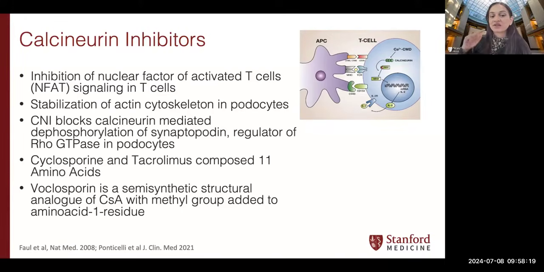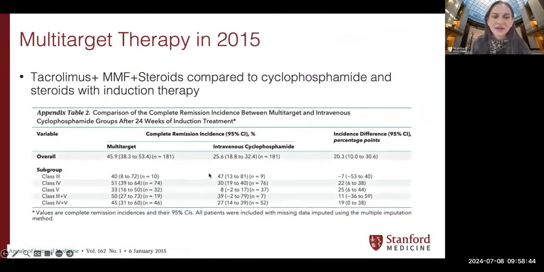And then they have to check a level 12 hours after taking the dose. So they have to take their drug like 8 a.m., let's say, and 8 p.m. And then we have to check a level in the morning before they take that dose. And so voclosporin came along, which is a semi-synthetic structural analog of cyclosporin that has this methyl group added. And with voclosporin, you don't have to check a level, and it's more potent. So we were excited about it.